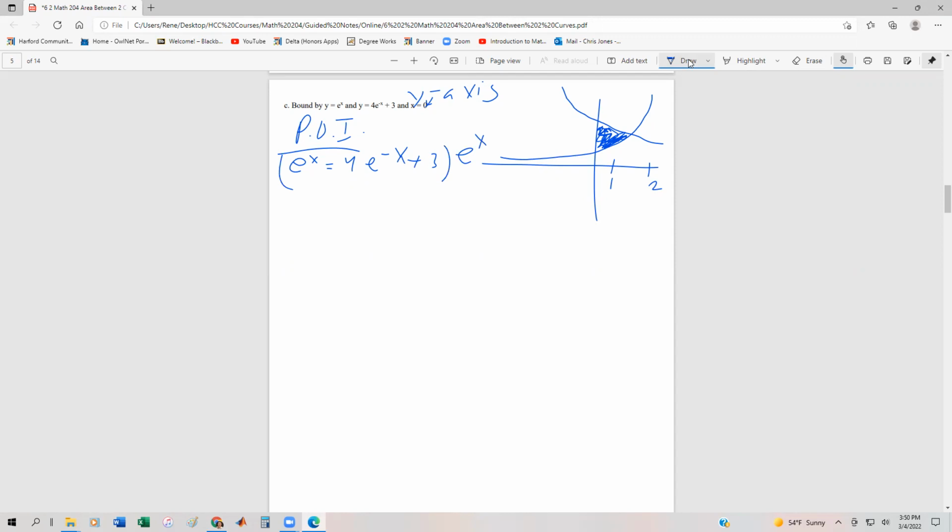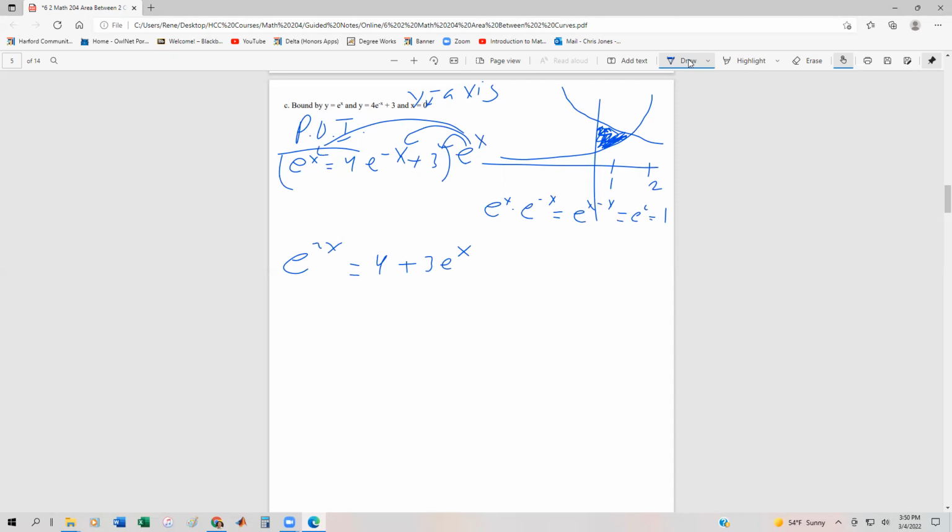Because when we multiply e to the x by the e to the negative x, we're just going to use our algebra rules. e to the x times e to the negative x is going to turn into e to the x minus x, which is e to the 0, which is 1. So it would get rid of almost all those e's. Multiplying all the terms inside the equation by e to the x, we get e to the 2x is equal to 4 plus 3e to the x.